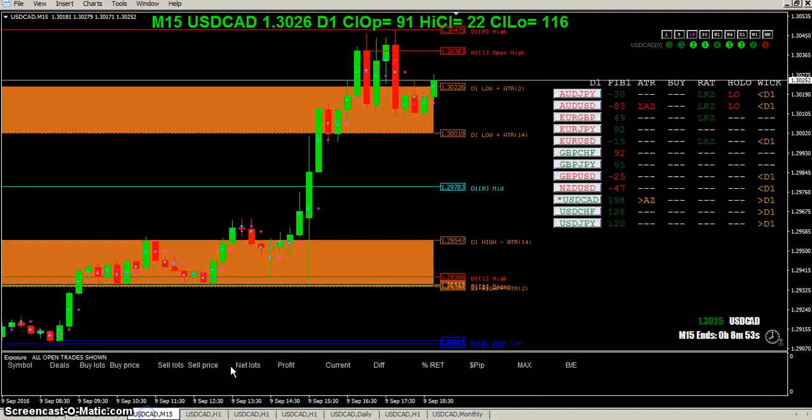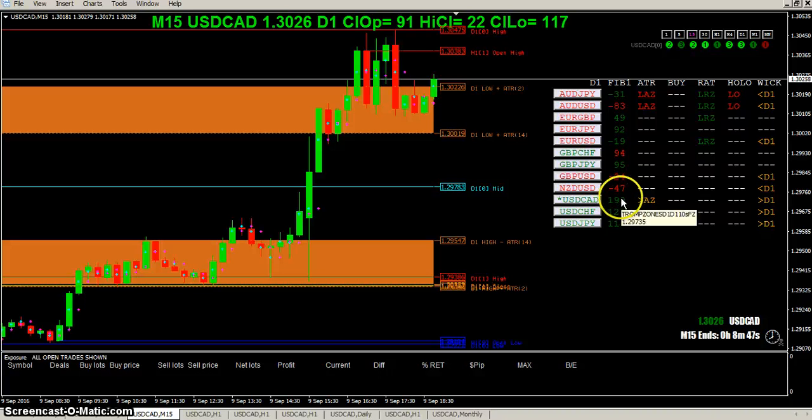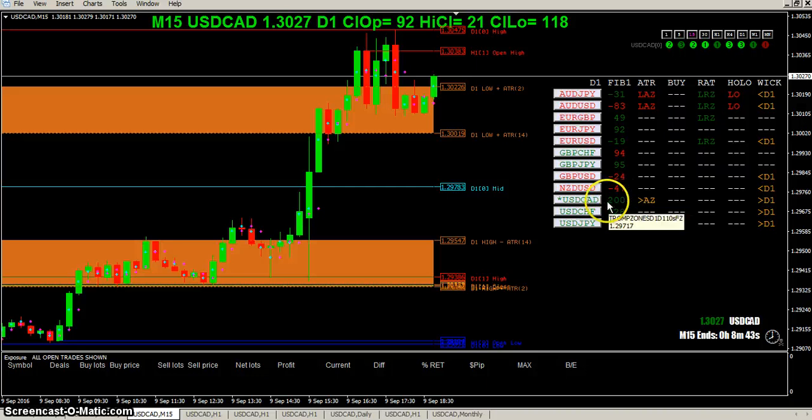So let's go back to the zone. And so that's how you use the fib number. So if you like to trade fibs and the retraces or know when to exit, this is what you use.